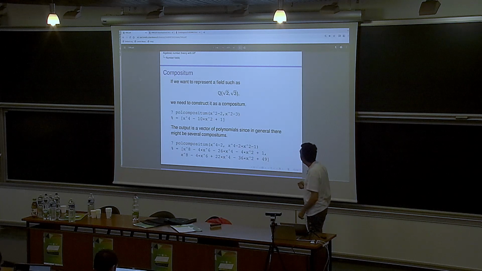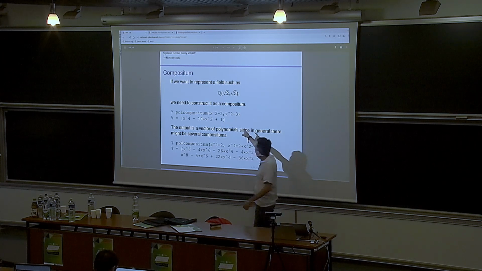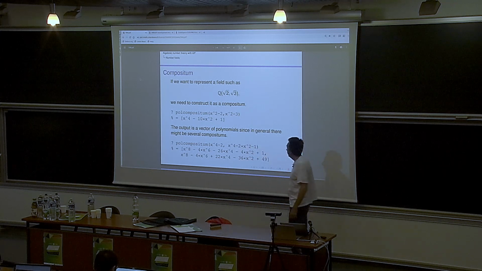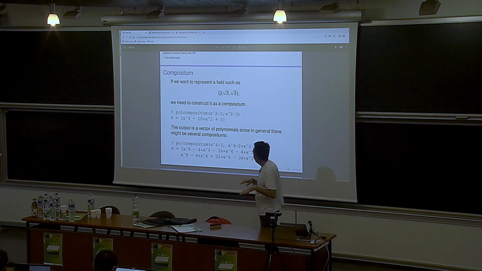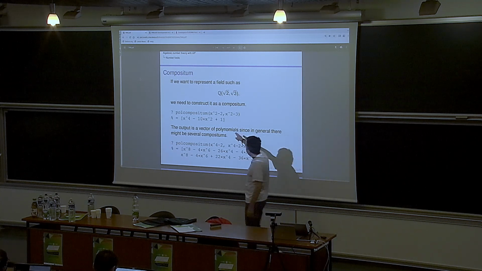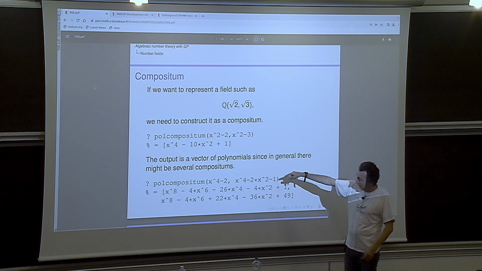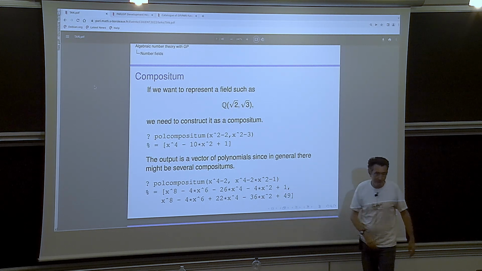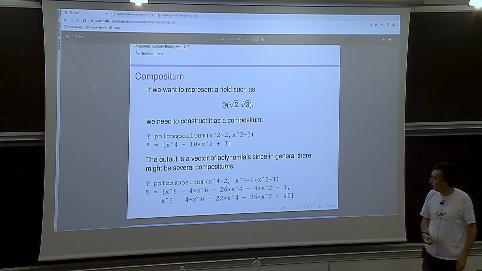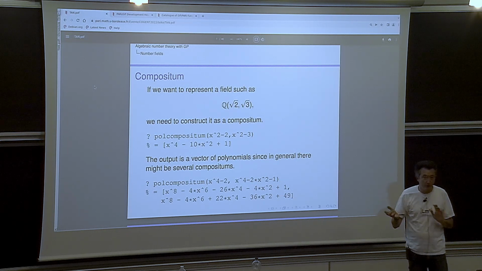So now we might want to do the compositum of two fields, for example, the square root of 2 and square root of 3. So we use polcompositum. What you actually get is the decomposition of the tensor product of the fields. Here there's only one polynomial, but in some cases there will be several. Here you see the tensor product separated into the product of two fields of degree 8. That means that there are two possible compositums depending on the embedding you choose.